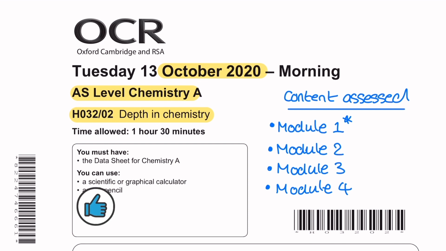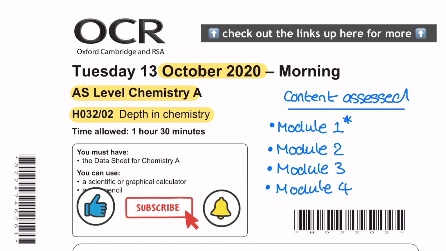You'll notice in my list here that I've also mentioned Module 1, and that's because some of the practical skills that you cover in Module 1 are relevant to the content in Modules 2, 3 and 4.